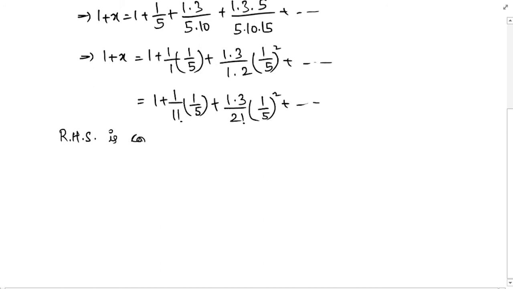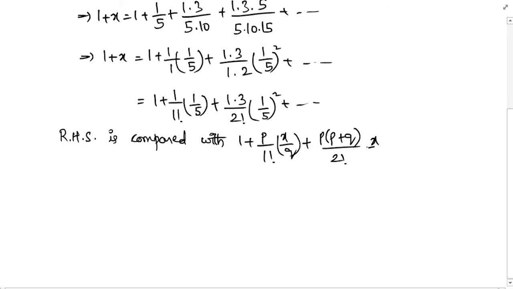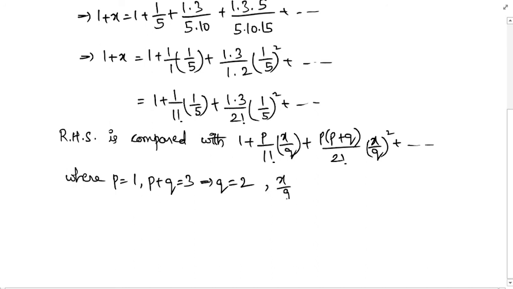Okay, RHS, we have to compare it with the series 1 plus p by 1 factorial into x by q plus p into p plus q divided by 2 factorial into x by q whole square plus so on, where p is equal to 1 and p plus q is equal to 3. So that means q will be equal to 3 minus 1, that is 2. Next, x by q is equal to 1 by 5. That implies x is equal to q by 5, that is 2 by 5.